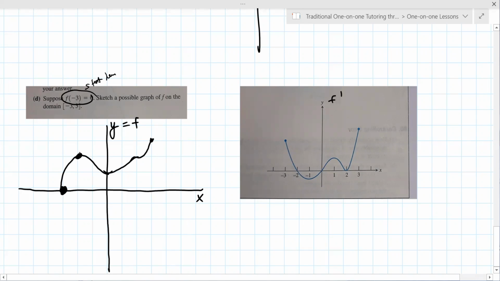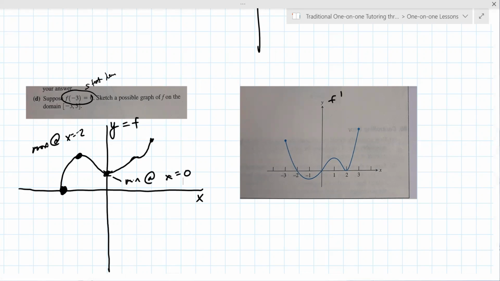So see, it has a max at -2. There's a min at x equals 0, and the rest of the features. I don't think we're going to be doing much of that.